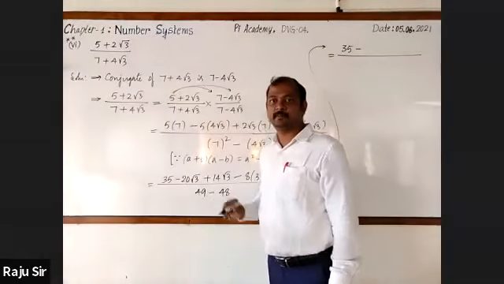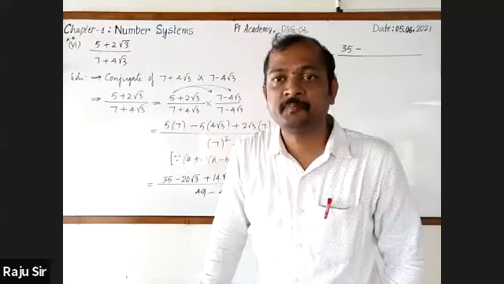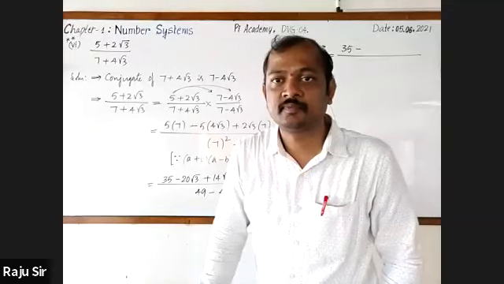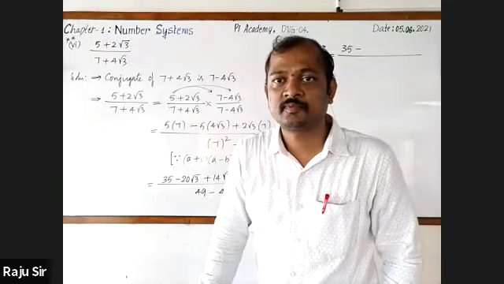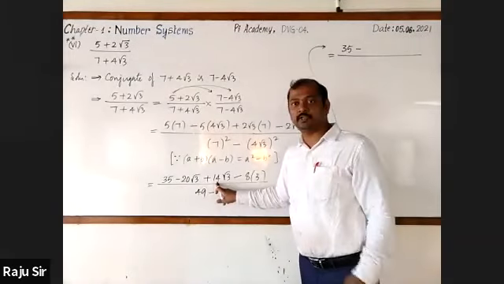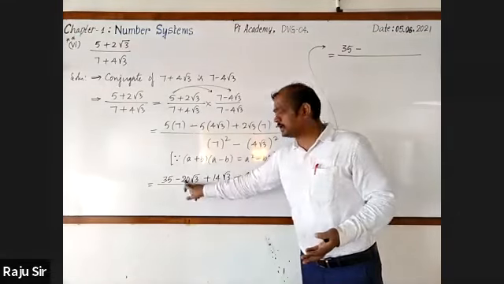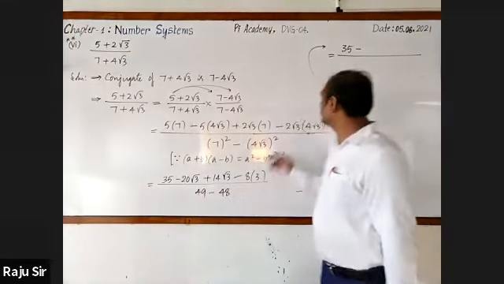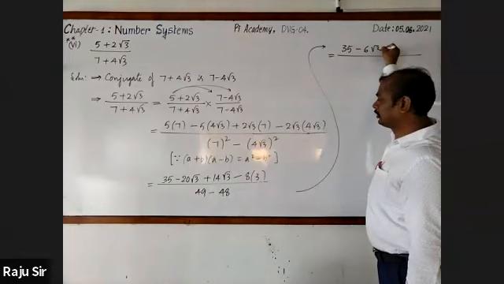What is minus 20 plus 14? 16. Minus 6, sir. Very good. Minus 20 plus 14: you go for subtracting, and the greater number has the minus sign. So minus 6. Right. Minus 6 root 3.